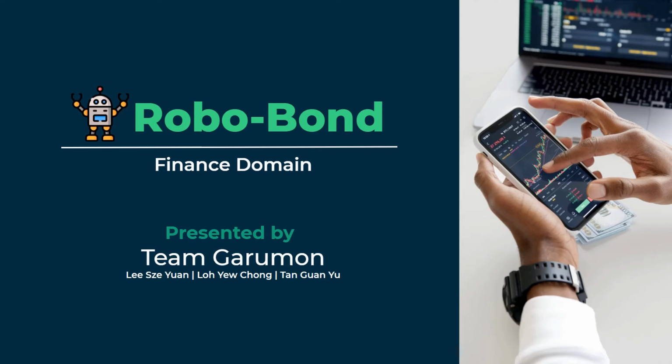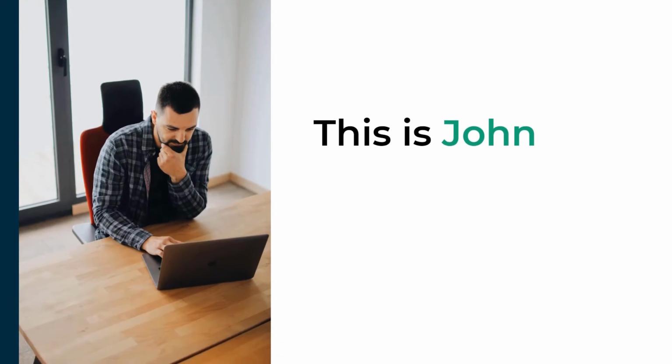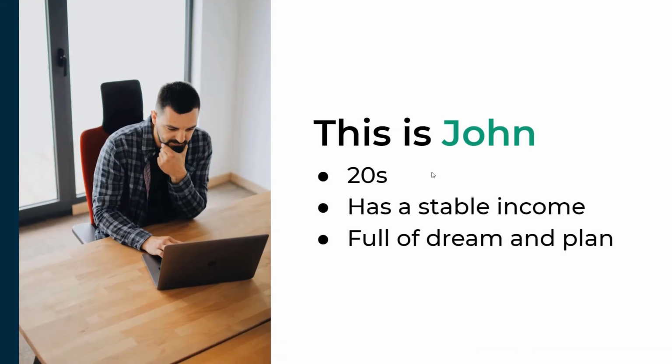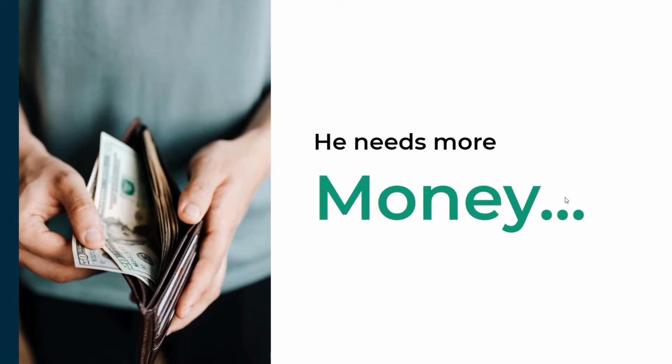We are Team Garumon. Today, we are here to present our solution, Robo-Bond. This is John. He is in his 20s, he has a job, has a stable income, he is full of dreams and plans for his life. But just like anyone else, he needs more money. And this problem has been troubling him for a long time.